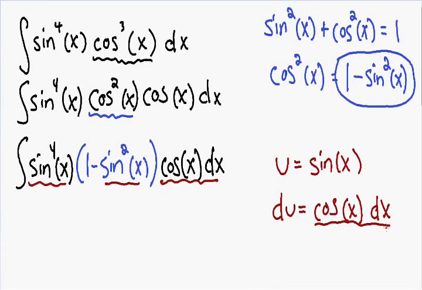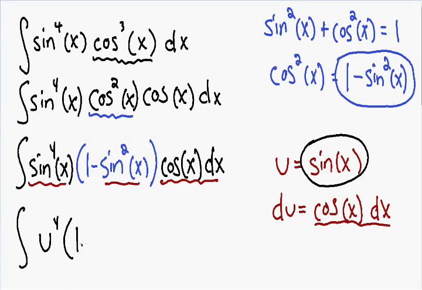So now it's fairly easy to plug into our integral everything in terms of u. So let's do that right now. Let's plug everything in terms of u. And we know our u is equal to the sine of x. So instead of sine to the 4th, we're going to have u to the 4th. And instead of 1 minus sine squared, we have 1 minus u squared. And our cosine of x dx is equal to du. So instead of the cosine of x dx, we're just going to have a du.